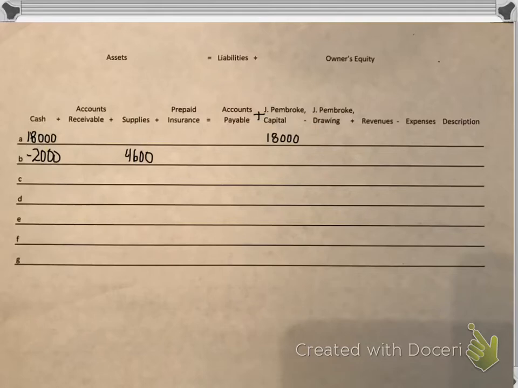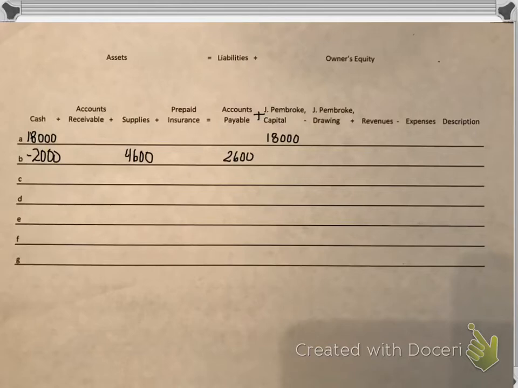And the last account that we said was affected was accounts payable. Again, accounts payable represents amounts that you are going to have to pay in the future. And so accounts payable is increasing by $2,600. We're going to have to pay $2,600 in the future for those supplies.